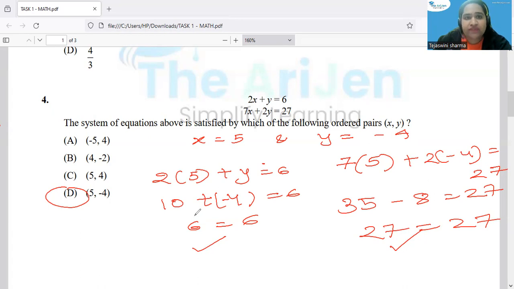So in this way you can work on all four options when it is given to you to find which one is appropriate or correct. In that manner you can quickly get your answer, and it is a very easy question. So now let us move to the next question.